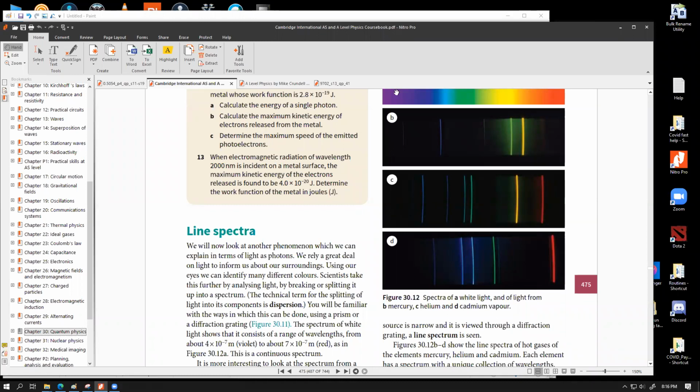Abhiaz, you raised your hand long ago. Go ahead. Sir, on the thing of the energy levels, the line with the zero electron volt, is that shell number infinity?